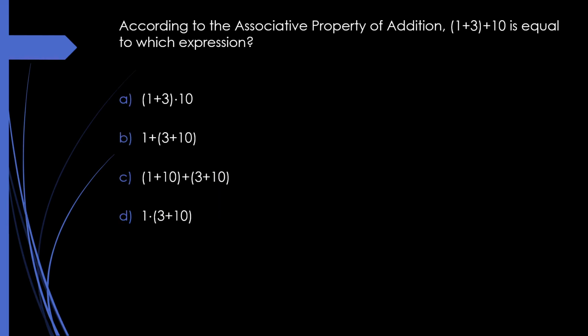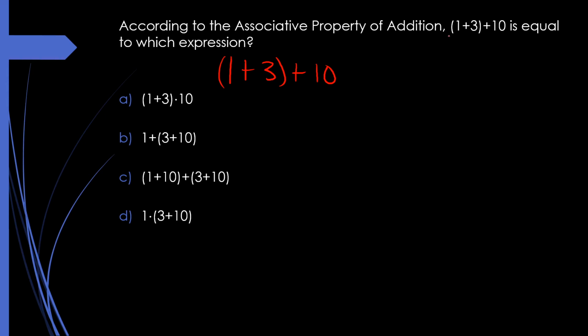Our next one, we want to know, according to the associative property of addition, 1 plus 3 plus 10 is equal to which of the following expressions? So I'm going to rewrite this, and I'm going to put my parentheses here. Remember, associative property is just moving your parentheses. You're not changing anything in the problem. You're literally just shifting your parentheses.